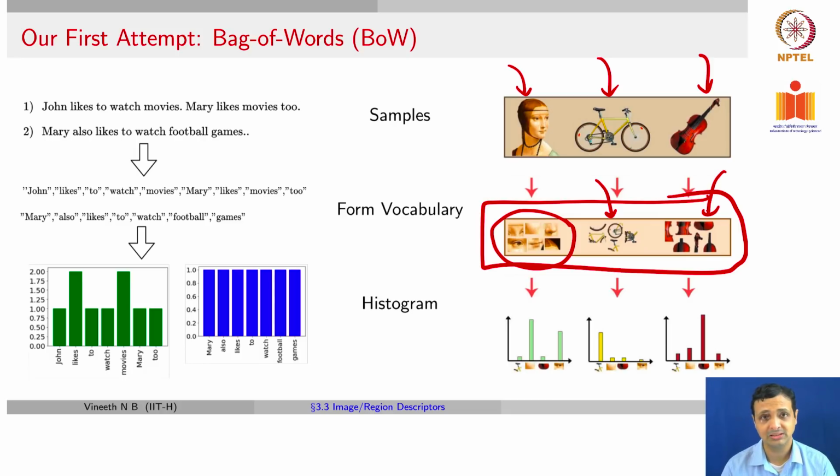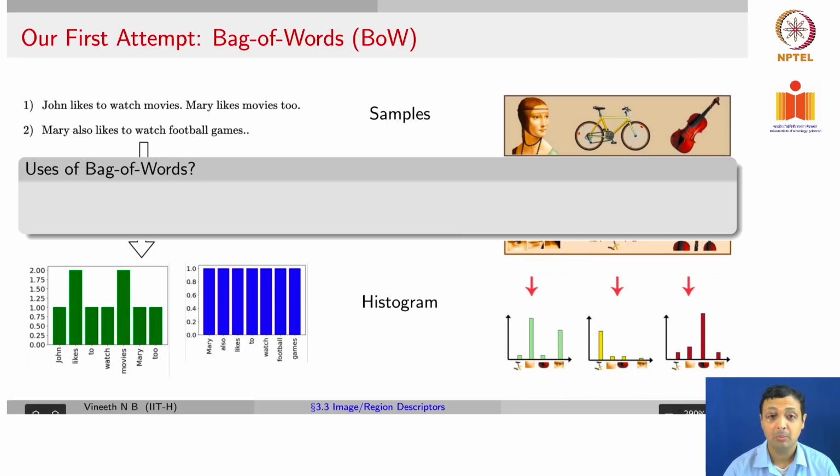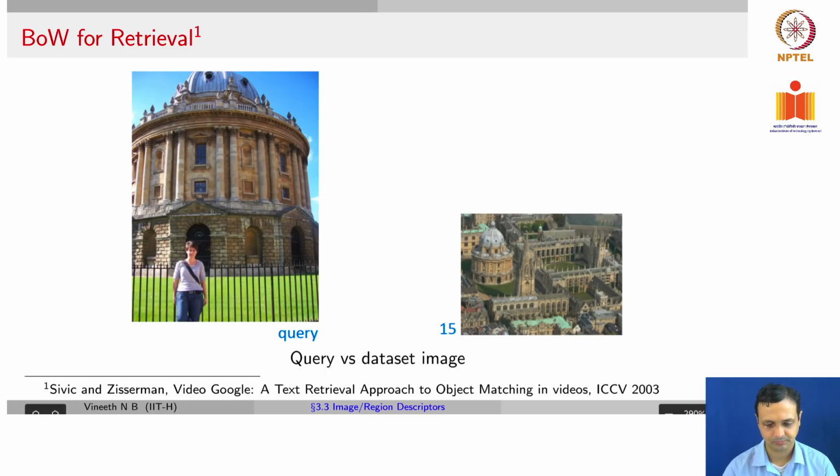And once you get these visual words, similar to text, you have a histogram of how many times each of these visual words occurred in a given image. That histogram is what is drawn here for each of these 3 images. Let's see a more real-world example to understand this a bit better. Before we go there, what could be uses of bag of words? It could be used for image retrieval as well as image classification, as we just spoke. Why? Because this is a way to represent an entire image as a single vector. Let's see this using a more tangible example.